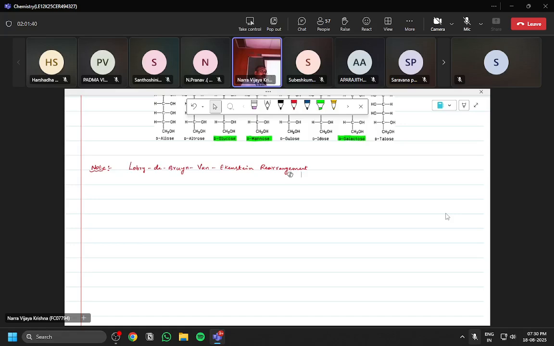Remember, we are not discussing anything extra. Whatever is present in your NCERT textbook, all points we are discussing as it is. Repeater students, don't say something new. After going home, open your NCERT textbook and check. You will find it.